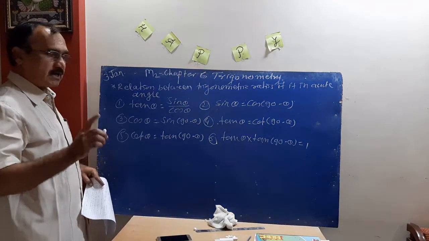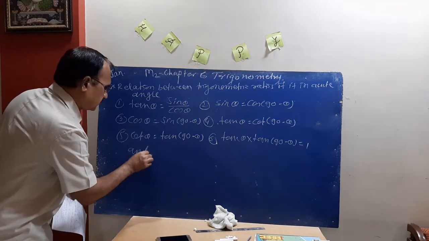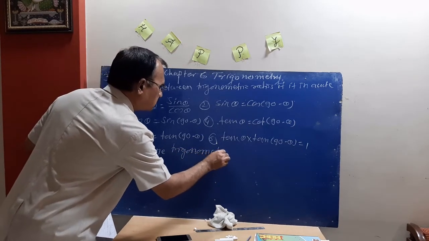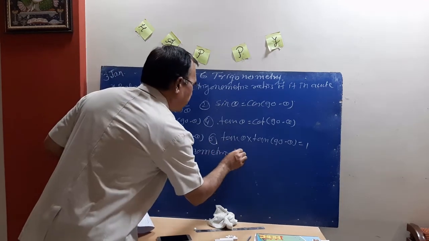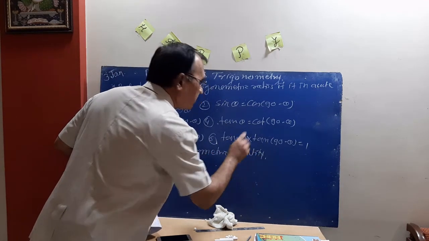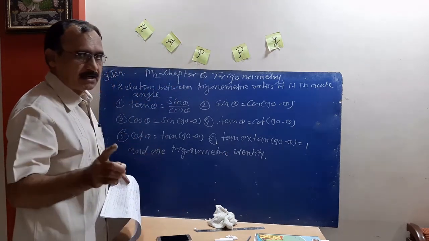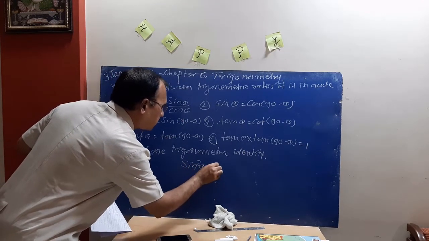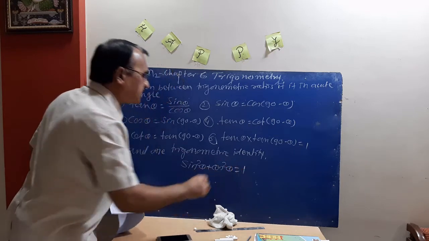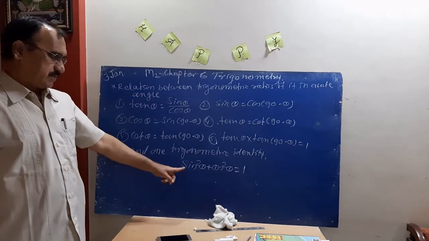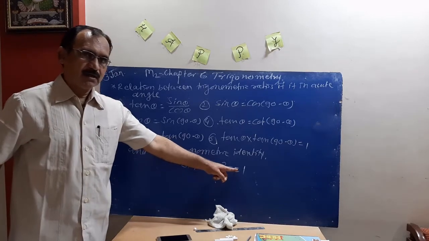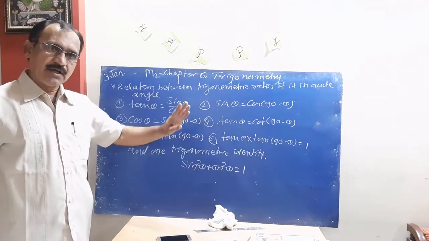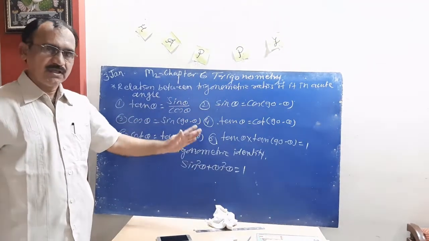And there is one trigonometric identity. In 9th standard there are 3 trigonometric identities, but only one is from 9th standard: sin square theta plus cos square theta is equal to 1. This is the one and only trigonometric identity you have seen in 9th standard, and the remaining 2 trigonometric identities we are going to see here.